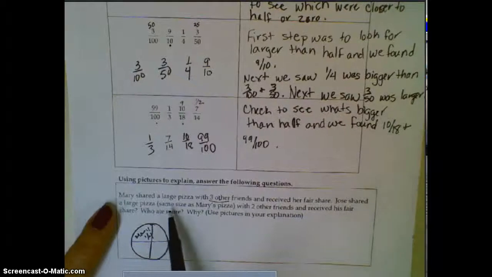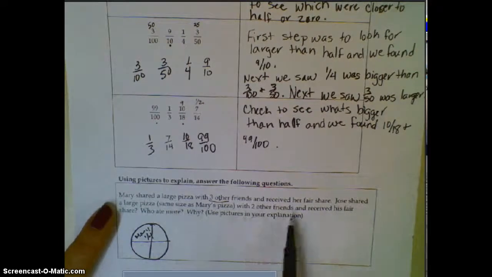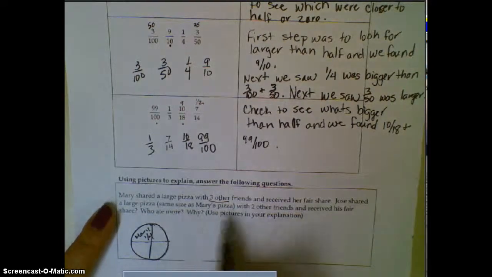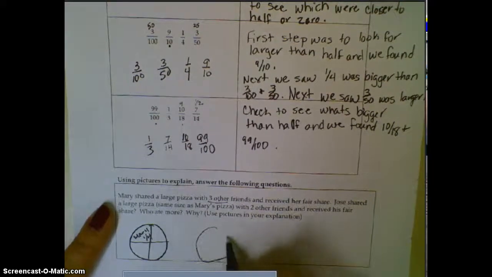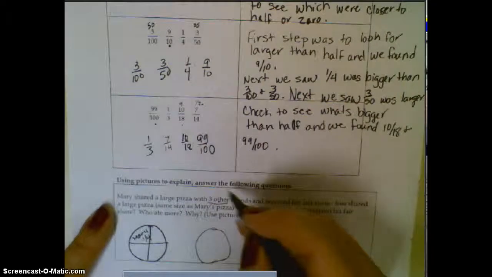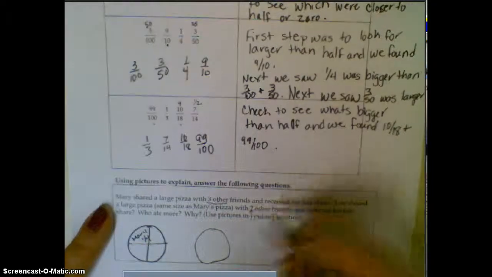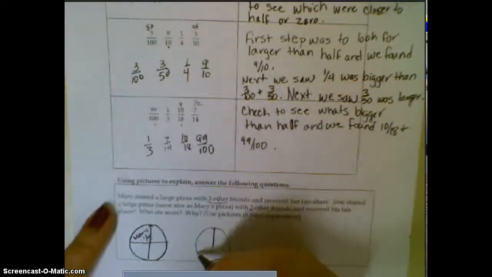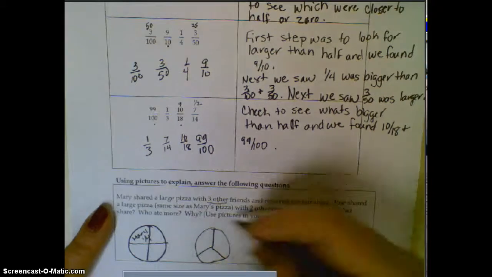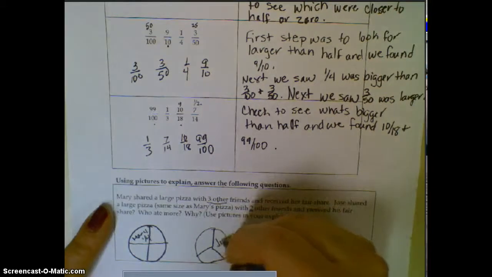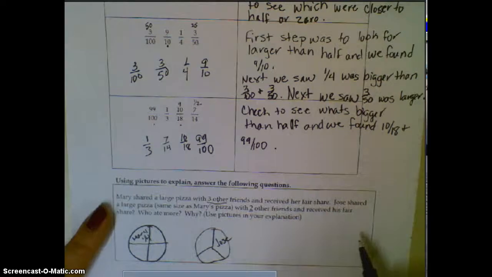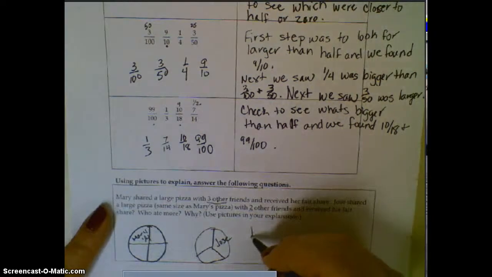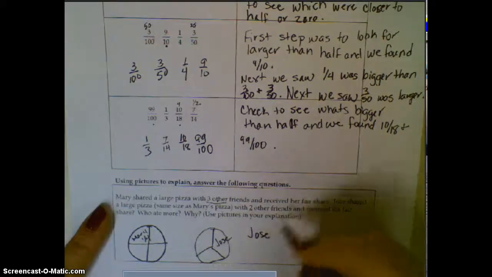Jose shared a large pizza, the same size as Mary's, with 2 other friends. So now we've got Jose and 2 other friends, and he received his fair share. So let's draw Jose's pizza. And it's Jose and 2 other friends. So we'll give Jose this piece. Who ate more and why? Well, Jose ate more because his piece is bigger.